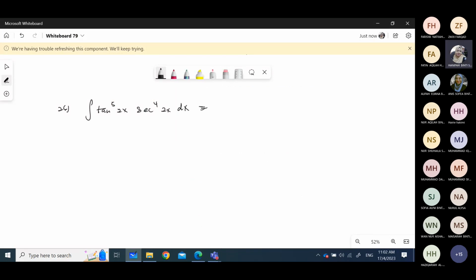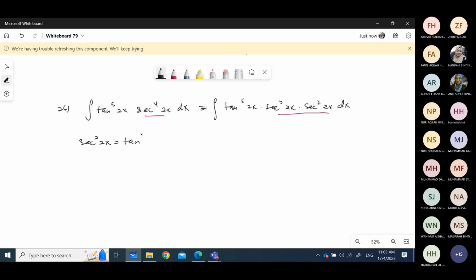Okay, so now we have power of tangent is odd and the power of secant is even. Okay, so for this case, we need to factor for secant squared 2x. Have tangent to the power of 5 of 2x times secant squared 2x times secant squared of 2x dx. So ini kita faktorkan. Okay, so next we apply the identity. So secant squared 2x is equivalent with tangent squared 2x plus 1.